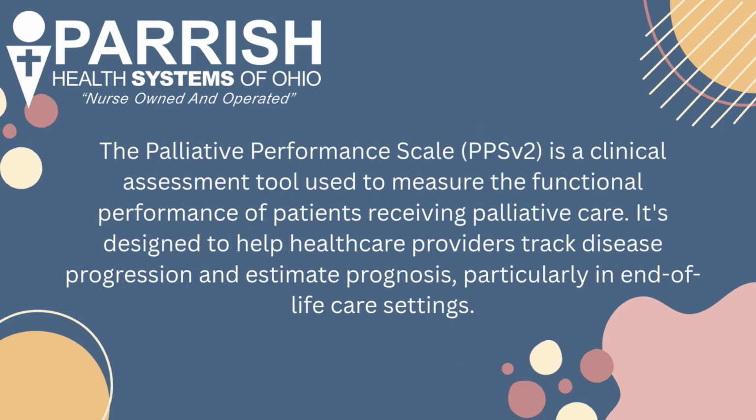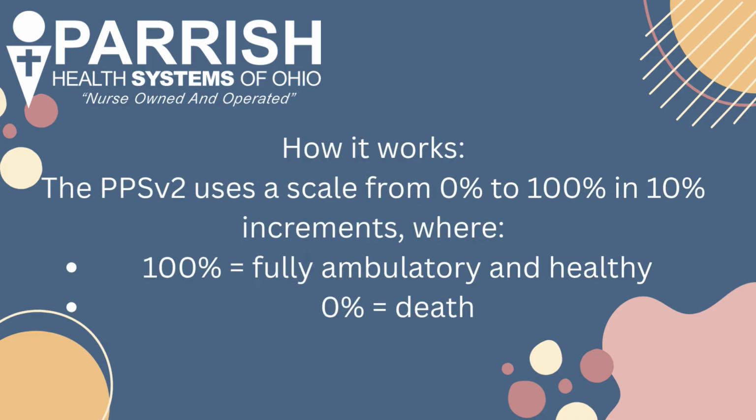The Palliative Performance Scale, PPSv2, is a clinical assessment tool used to measure the functional performance of patients receiving palliative care. It's designed to help healthcare providers track disease progression and estimate prognosis, particularly in end-of-life care settings. How it works. The PPSv2 uses a scale from 0% to 100% in 10% increments, where 100% equals fully ambulatory and healthy. 0% equals death.